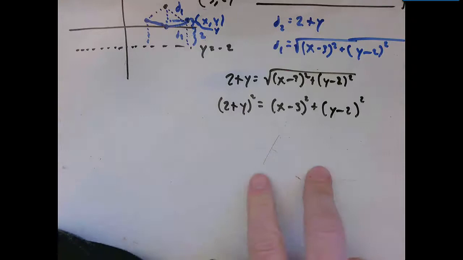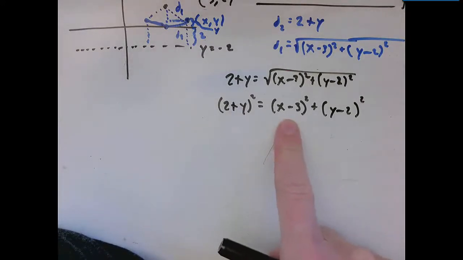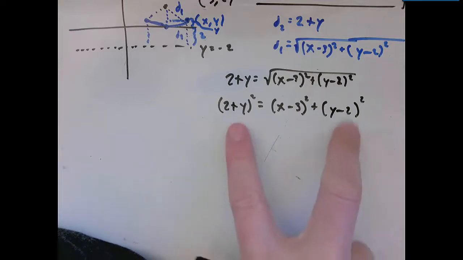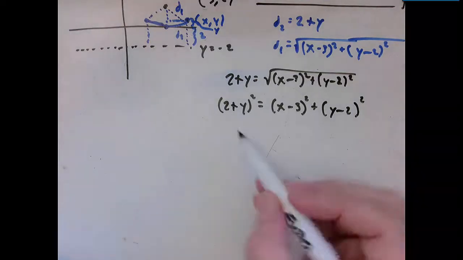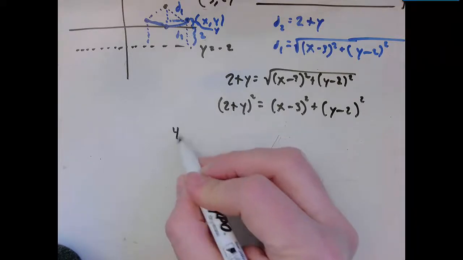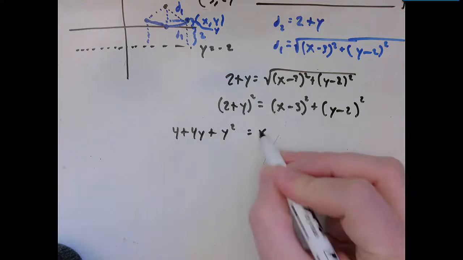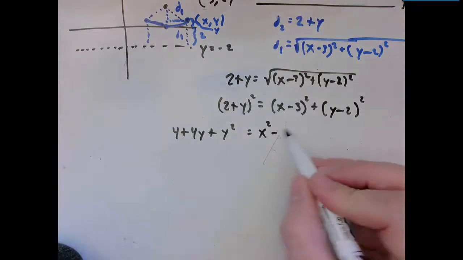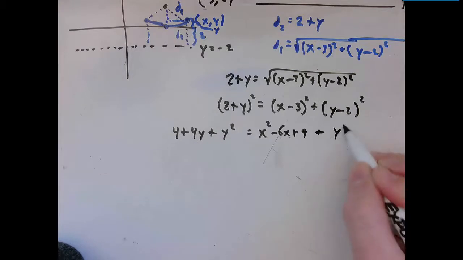So you might be thinking, it's vaguely connected to a circle because we've got an x squared term and a y squared term, but actually it looks like we've got two different y squared terms. So let's keep simplifying and see where it takes us. I'm going to expand everything here. If I multiply this out, I'll get 4 + 4y + y². If I expand this, I'll get x² − 6x + 9. If I expand this part out, I'll get y² − 4y + 4.